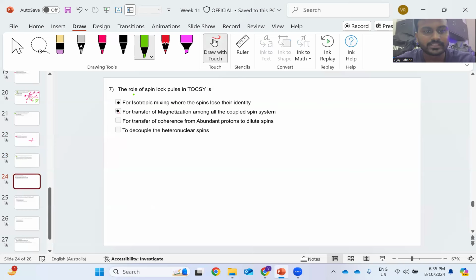Another question mentions the role of the spin lock pulse in the TOCSY experiment. It is for isotropic mixing, where the spins lose their identity, and another one is the transfer of magnetization among all the coupled spin system. So options 1 and 2 are the correct options for this one.